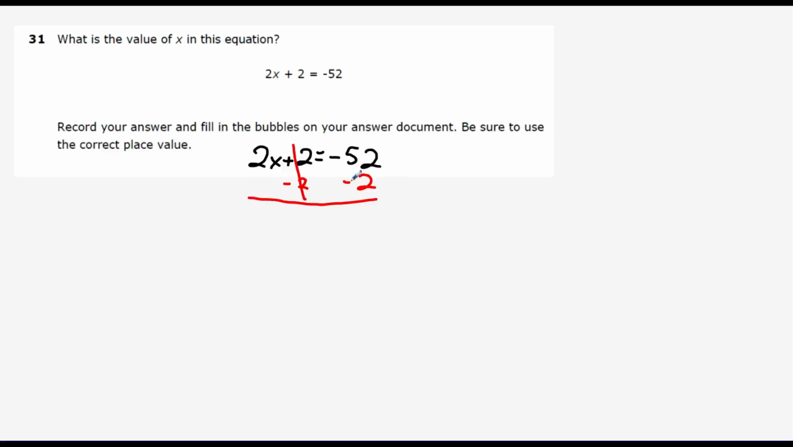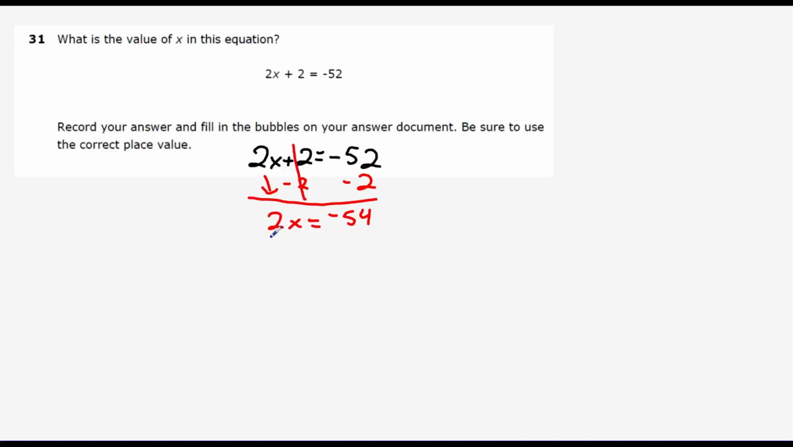This is the part where I think a lot of us made the mistake. Negative 52 minus 2 more. Same sign, add and keep. Negative 52 minus 2 more is negative 54. Not negative 50, not positive 50, negative 54. Bring our 2x down. So 2x equals negative 54.